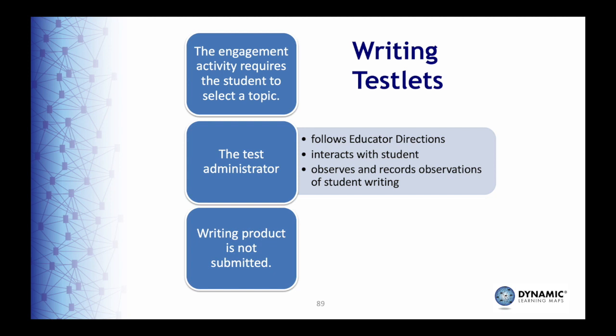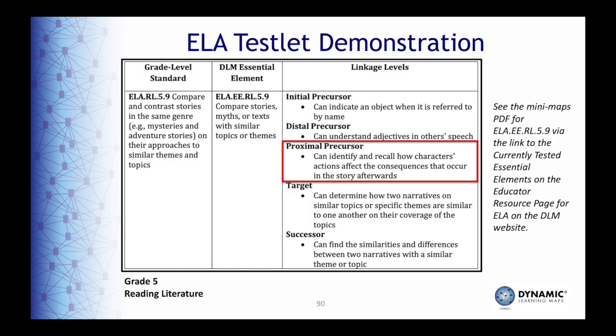A separate video that provides more information about the writing testlets is available on the Educator Resource page for ELA under the Resources for Educators and District Staff tab of the States page of the DLM website. The first demonstrated testlet is a computer-delivered testlet that assesses a Grade 5 ELA essential element. Specifically, the testlet assesses ELA.EE.RL.5.9 at the proximal precursor linkage level, which states, can identify and recall how characters' actions affect the consequences that occur in the story afterwards.